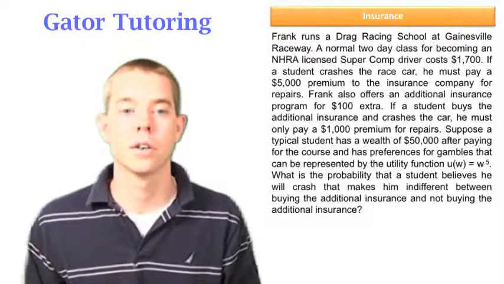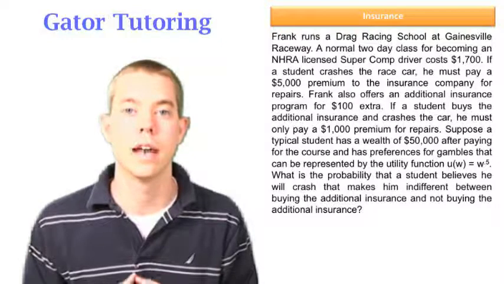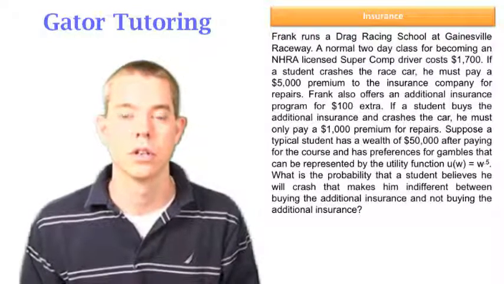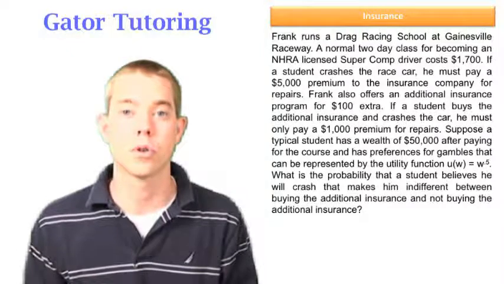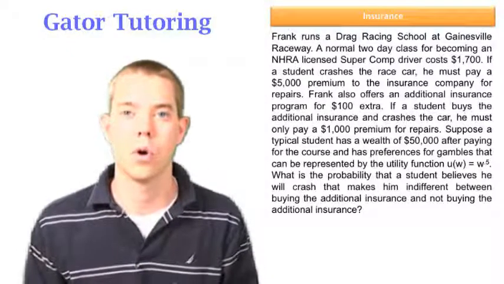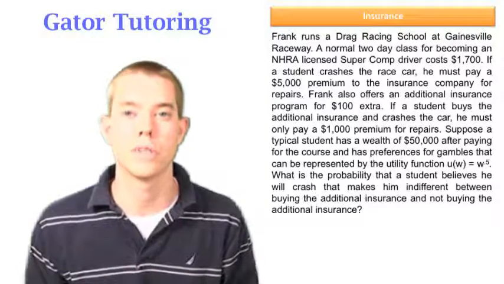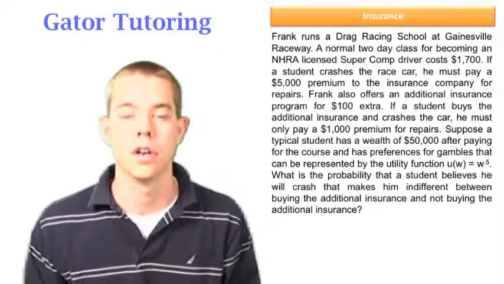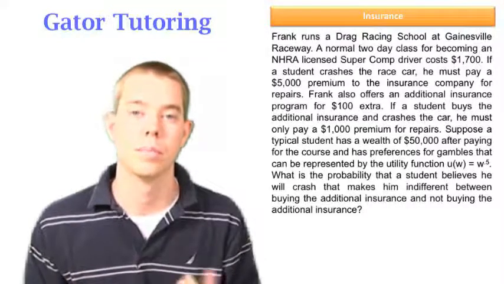So the question is asking, what is the probability that a student believes he will crash that makes him indifferent between buying the additional insurance and not buying the additional insurance? So let's first talk about what the insurance does. It costs $100, and if you crash and you have insurance, you only have to pay $1,000 for repairs. If you crash and you don't have insurance, you have to pay $5,000 for repairs. So we're looking for the probability that we think we will crash that makes us indifferent between buying the insurance and not.